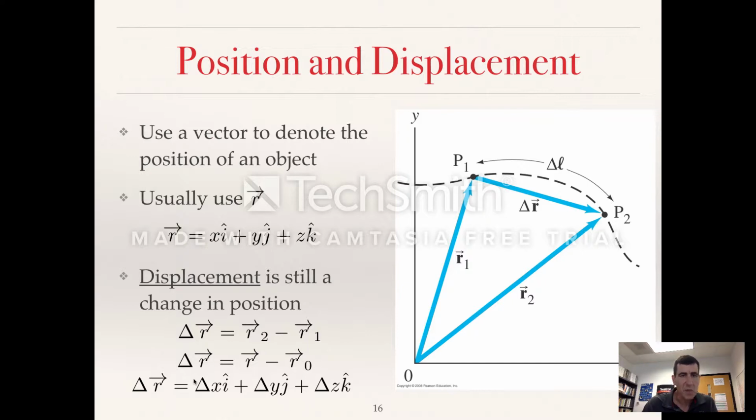And again, in component form, our displacement vector delta r is the displacement in x times i hat plus the displacement in y times j hat plus the displacement in z times k hat.